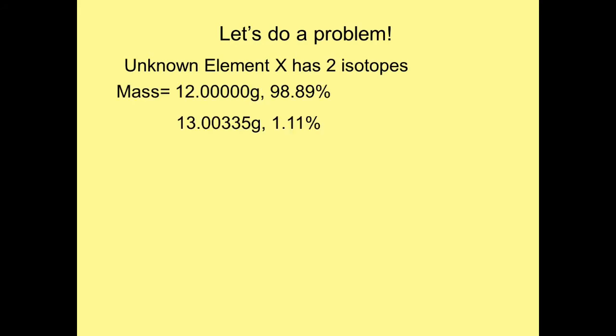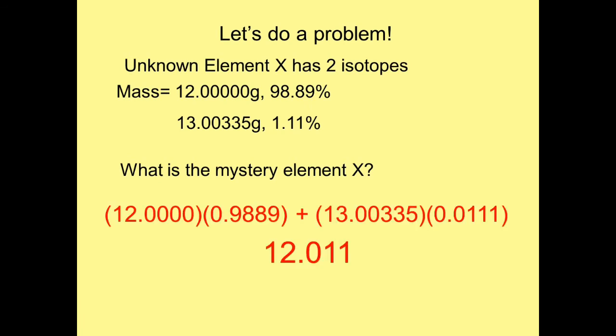And then the last problem, what if you had a mystery element, but you knew it had 2 isotopes? How could you figure out what the average atomic mass would be? Well, you'd take 12 times 0.9889 plus 13.00335 times 0.0111. Once you've added those together, you should get 12.011. And that is the average atomic mass for carbon.